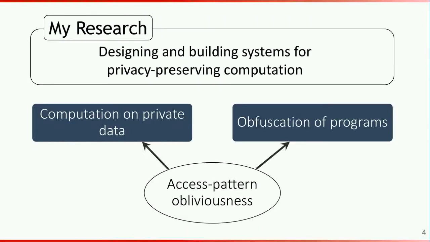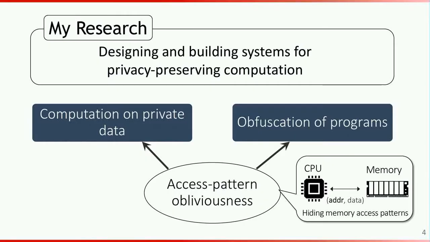So my research has focused on designing and building systems for such privacy-preserving computation. And as I just mentioned, broadly it falls into two categories. One, how to secretly outsource data and enable computation on it. And second, how to obfuscate programs. And today I'm going to discuss this with a lens of access pattern obliviousness, which in a nutshell is the art of hiding memory access patterns.